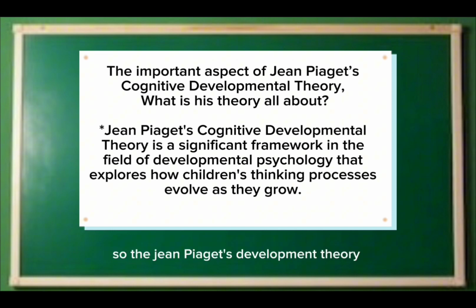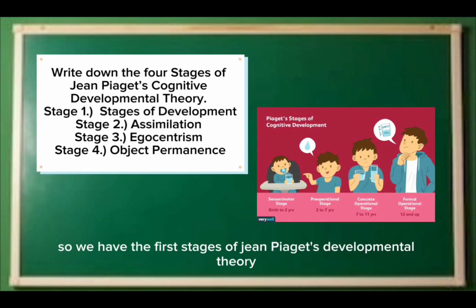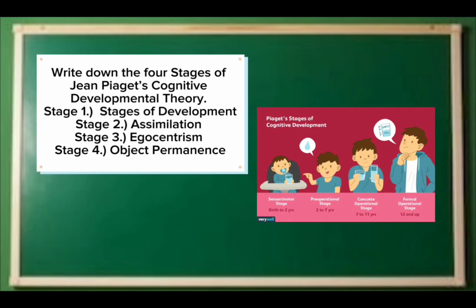Jean Piaget's cognitive developmental theory is a significant framework in the field of developmental psychology that explores how children's thinking processes evolve as they grow. So we have the four stages of Jean Piaget's cognitive developmental theory.